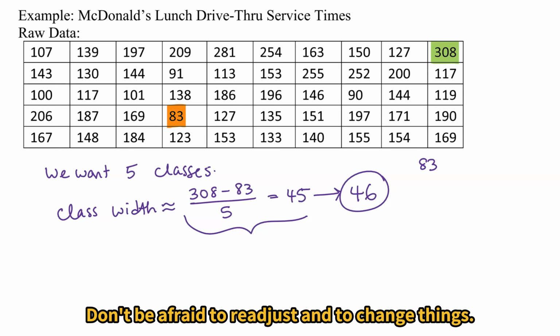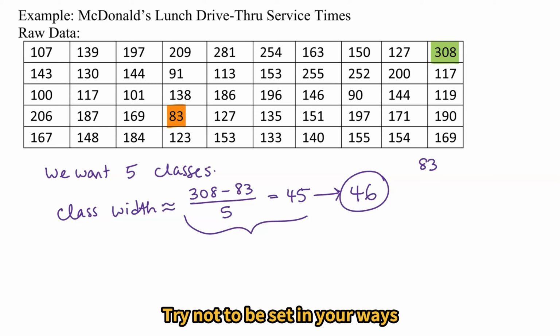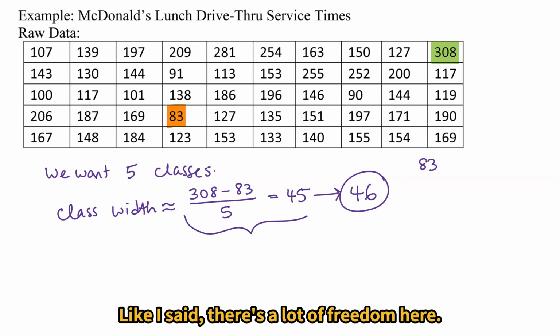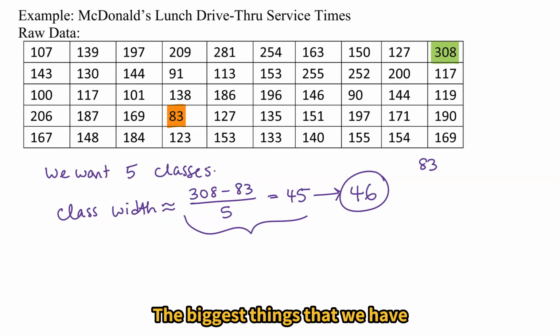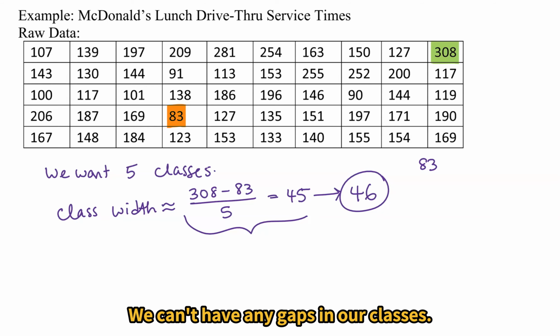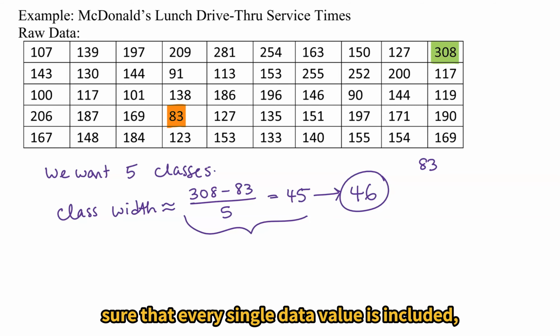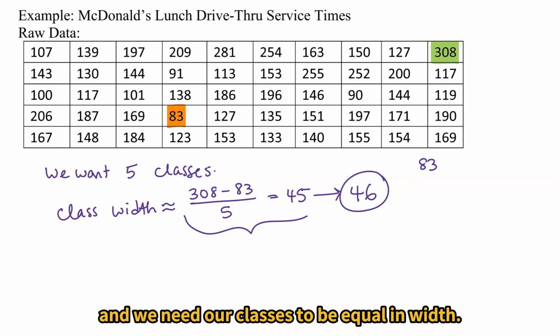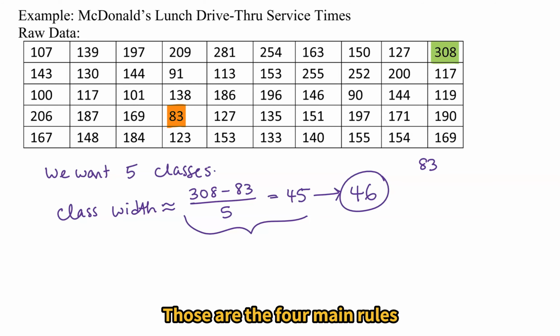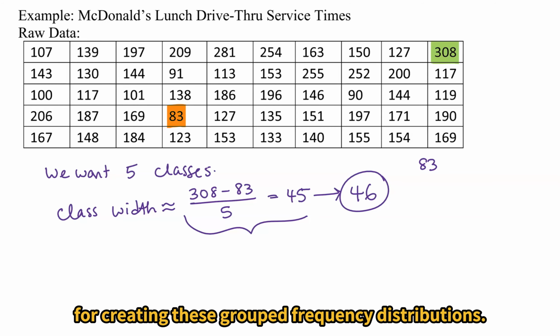Don't be afraid to readjust and to change things. Try not to be set in your ways when you're creating these tables. Like I said, there's a lot of freedom here. The biggest things that we have to remember is we can't have the classes overlap. We can't have any gaps in our classes. We have to make sure that every single data value is included, and we need our classes to be equal in width. Those are the 4 main rules for creating these grouped frequency distributions.